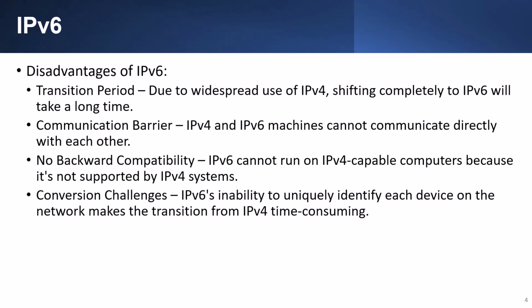Disadvantages of IP version 6 include the transition period. Due to the widespread use of IP version 4, shifting completely to IP version 6 will take a long time. Communication barrier: IP version 4 and IP version 6 machines cannot communicate directly with each other. No backward compatibility: IP version 6 cannot run on IP version 4 capable computers because it's not supported by IP version 4 systems. Conversion challenges: IP version 6's inability to uniquely identify each device on the network makes the transition from IP version 4 time-consuming.